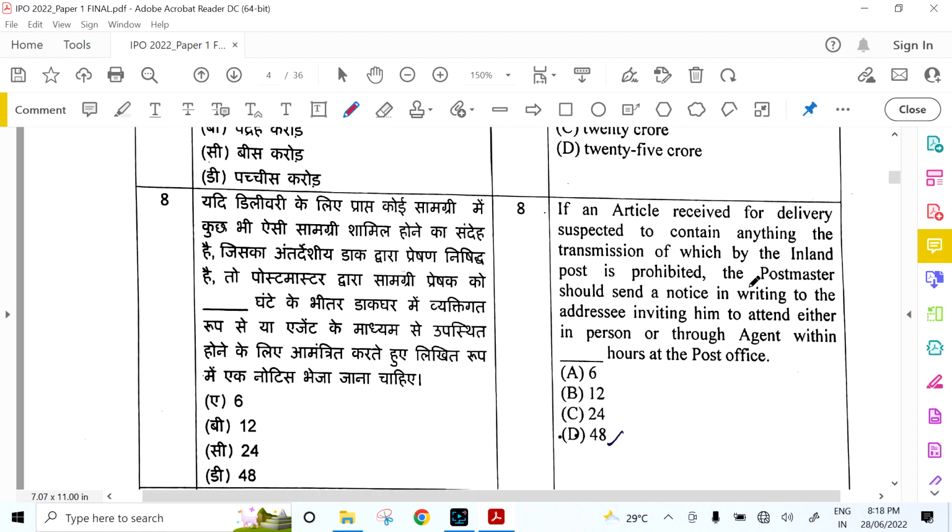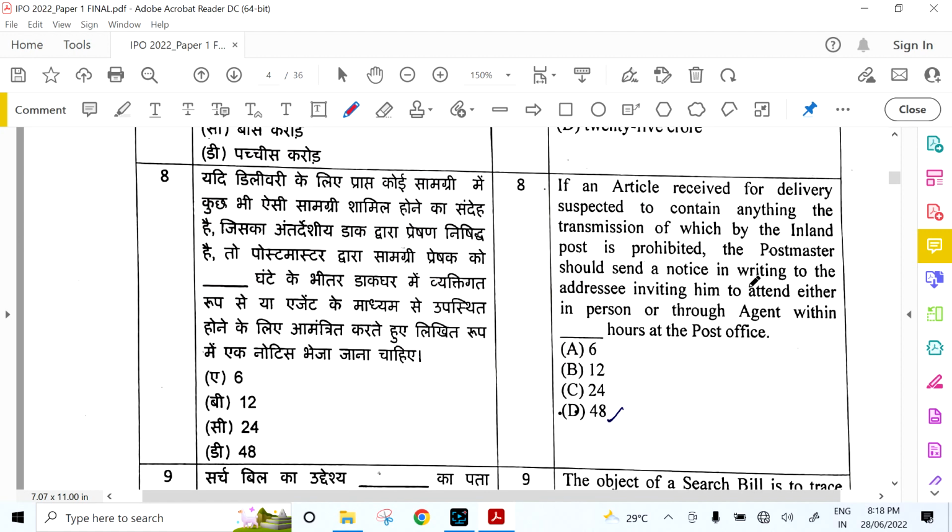Next question. If an article received for delivery is suspected to contain anything that the transmission of which by inland post is prohibited, the postmaster should send a notice in writing to the addressee inviting him to attend either in person or through the agent within dash hours at the post office. It is 48 hours. Within 48 hours you have to attend.